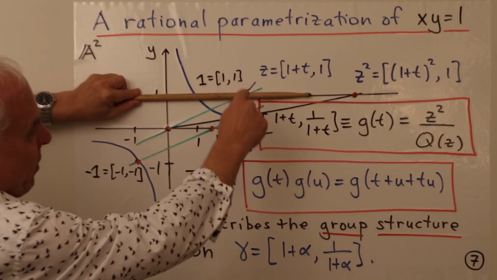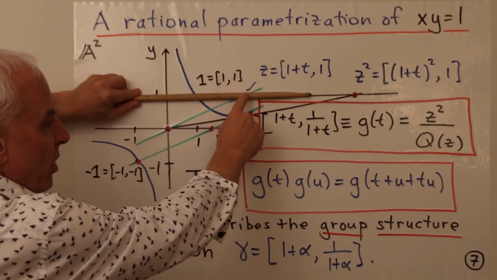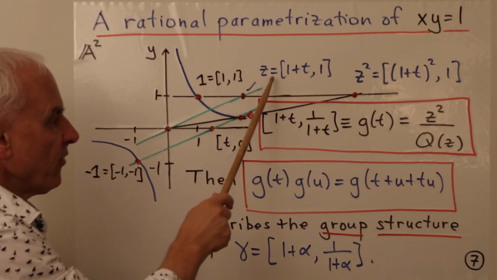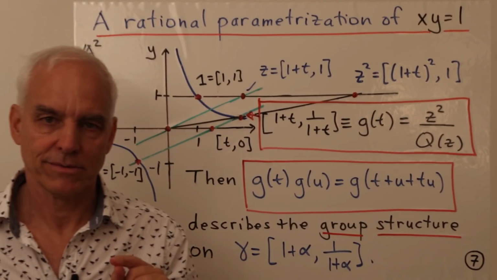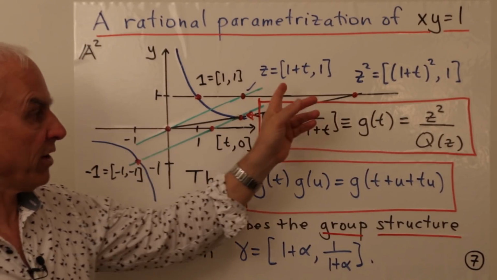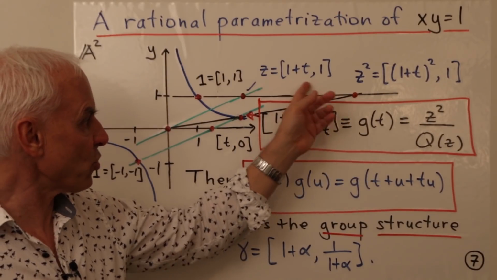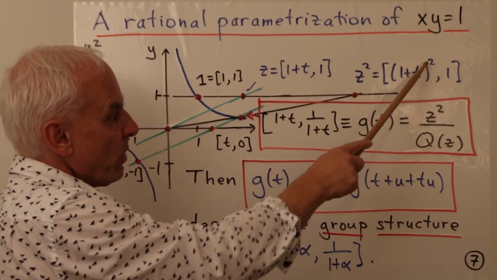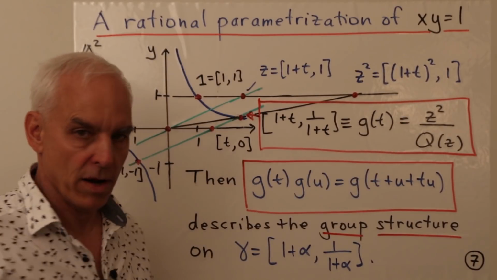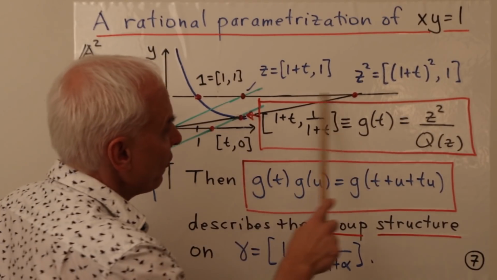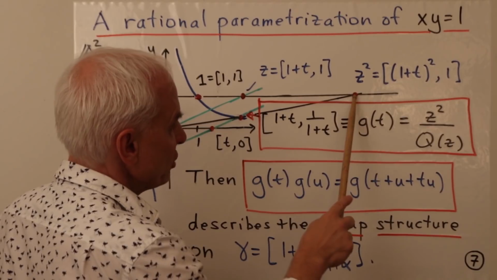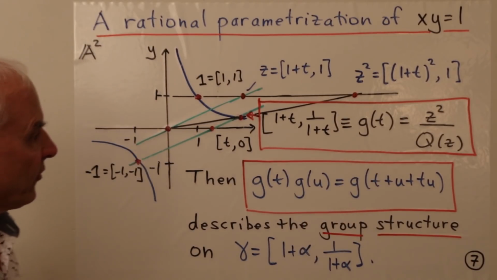Okay? And so now what we can do is think about just taking that point z. There it is there. And let's square it. Squaring is very easy in this algebra because everything's just component-wise. So the square of this is (1 plus t) squared and 1 squared, which is 1. That's going to be also on this line here because the y-coordinate hasn't changed, but it's going to be out further in this case.